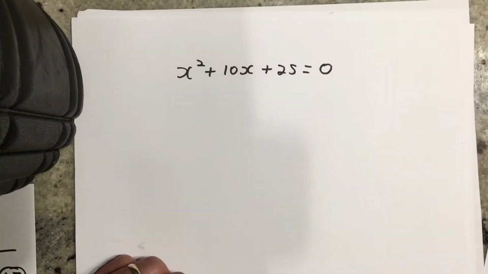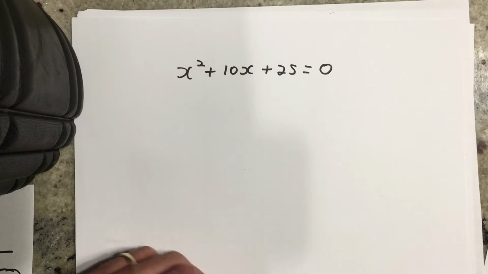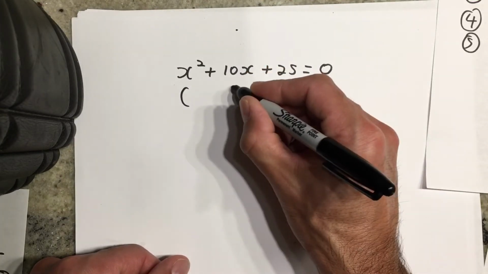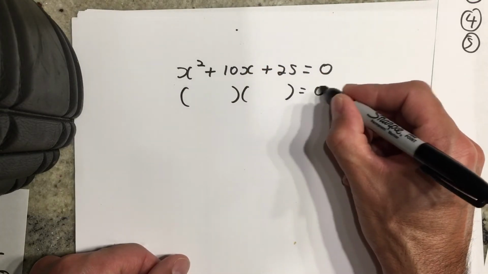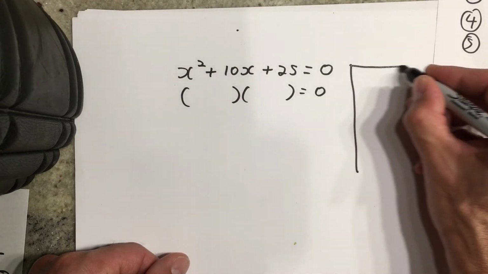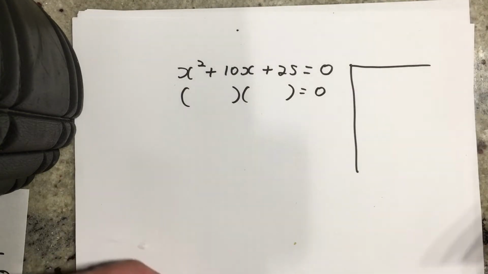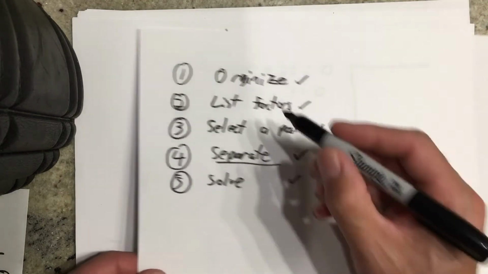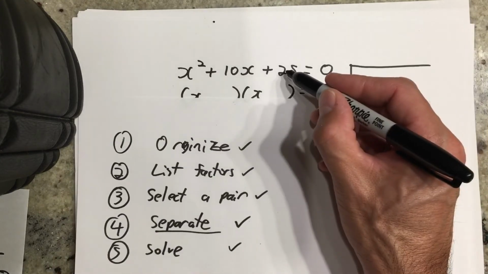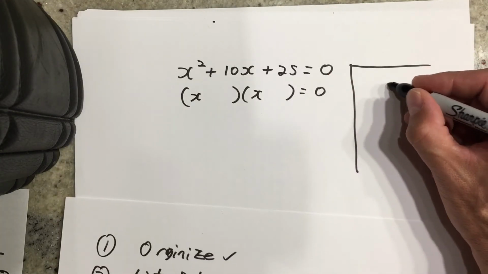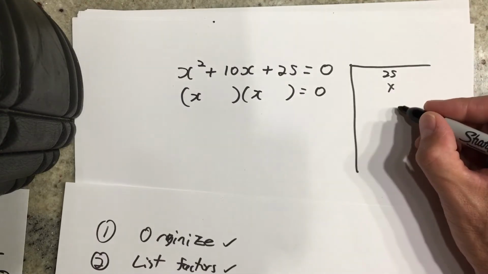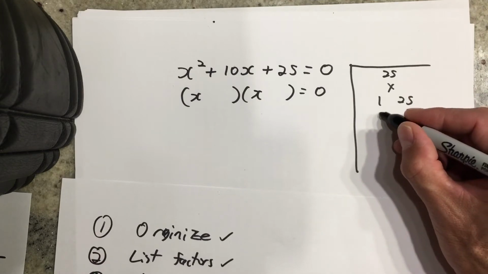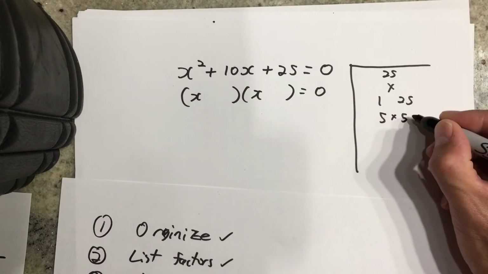Okay, so I've got x squared plus 10x plus 25 is equal to 0. I'm going to organize. I'm going to draw my brackets underneath, make them equal to 0, and give myself some space over here. I'll put an x at the beginning of each bracket as well. Step 2, I'm going to list factors of that last number. I want numbers that multiply to give me 25. The only numbers that come to mind are 1 times 25 and 5 times 5.